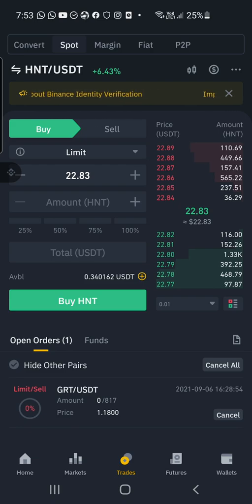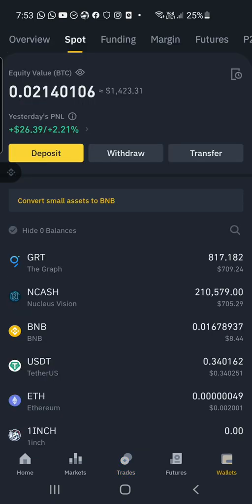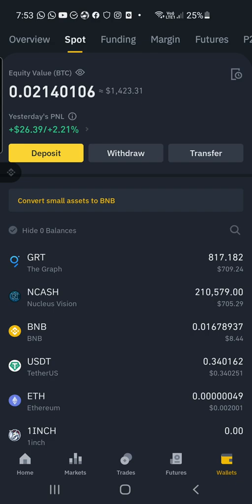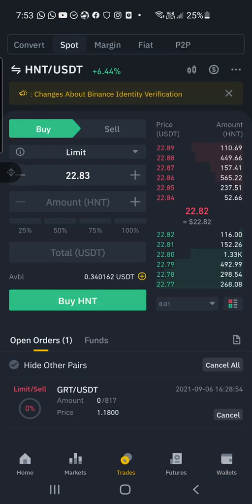Now we are going to speak about selling a coin. As I said over here, we have GRT in our spot wallet. If I come here to trades, you can see down there that I have something in open orders, which is GRT USDT. This means that I have an order to sell GRT for USDT. Now, how does that work?